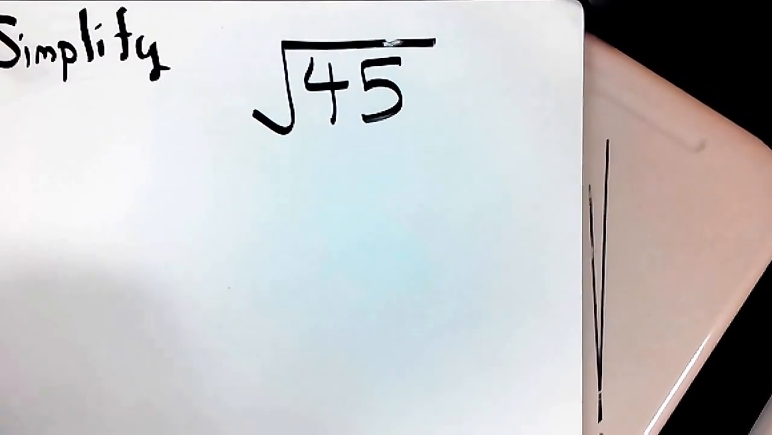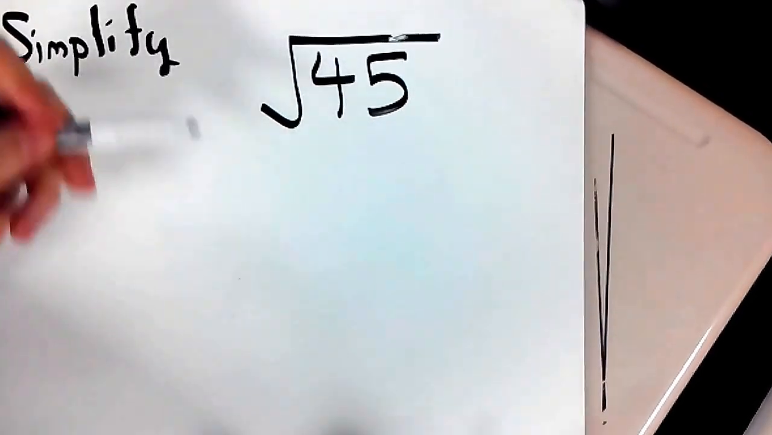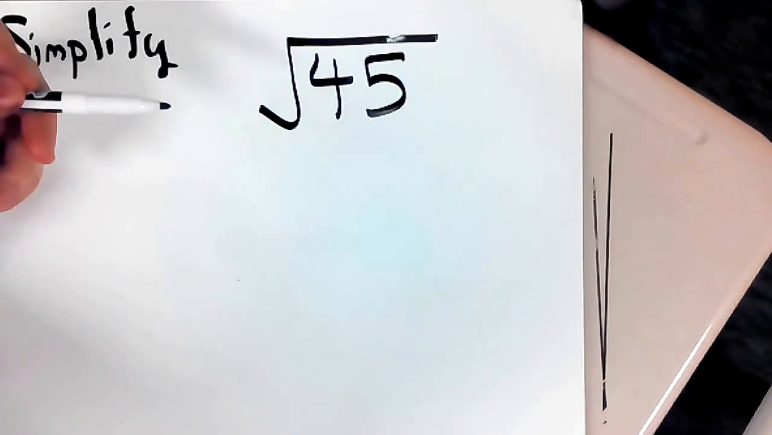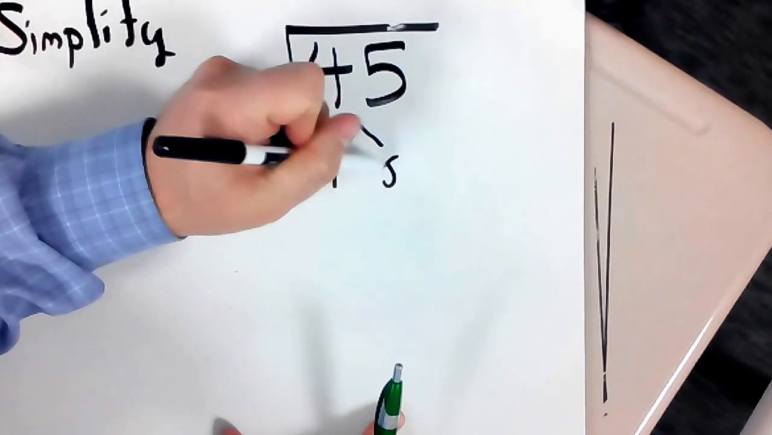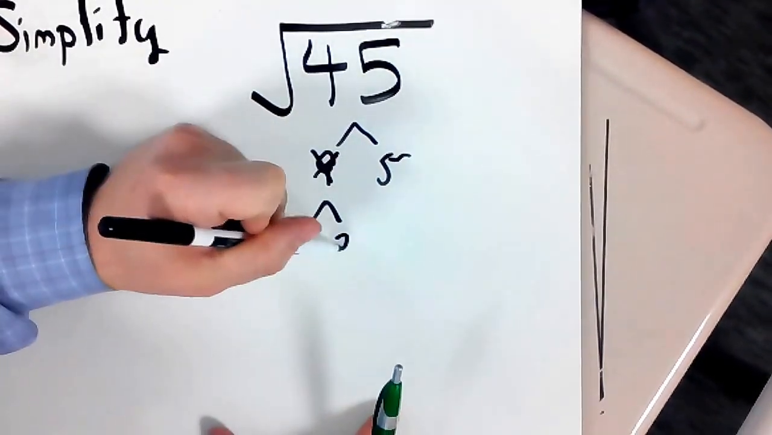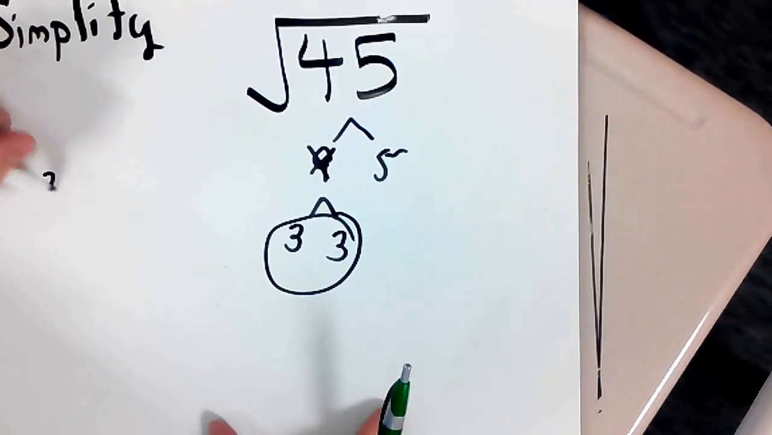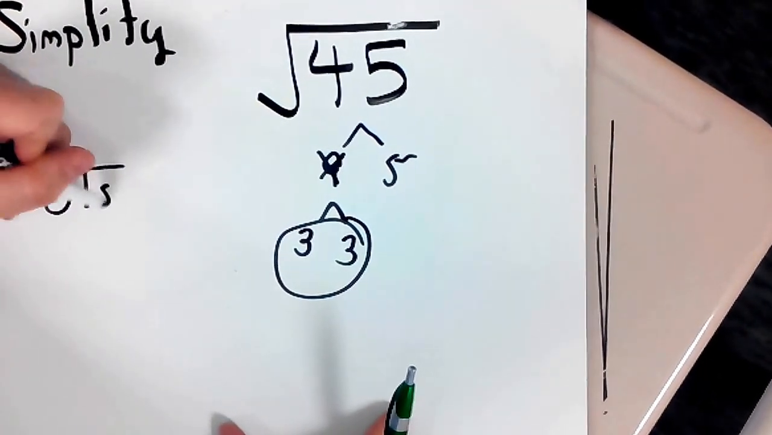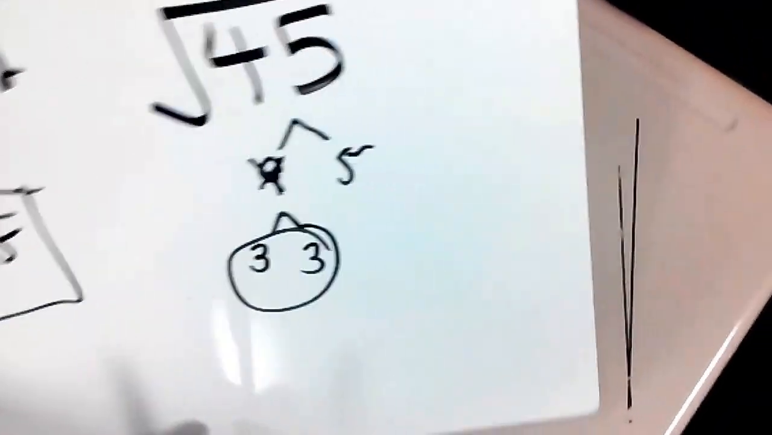The first example requires me to simplify this square root. What I'm going to do is pick two numbers that multiply, or two factors of 45. 9 and 5. 9 breaks down further to 3 and 3. So now I have this pair here. This pair is going to get out of jail. And the 5, who's got no friends, is going to stay in jail. All right, let's take a look at the next example.